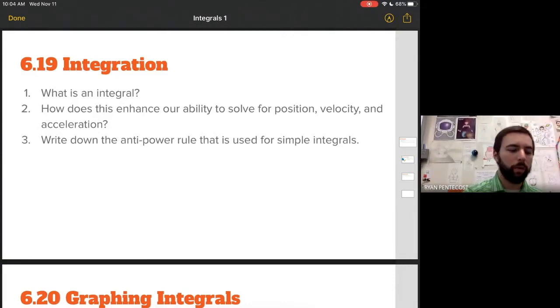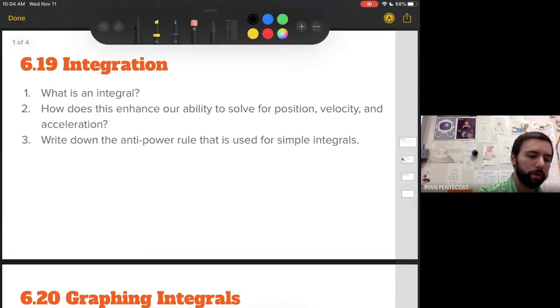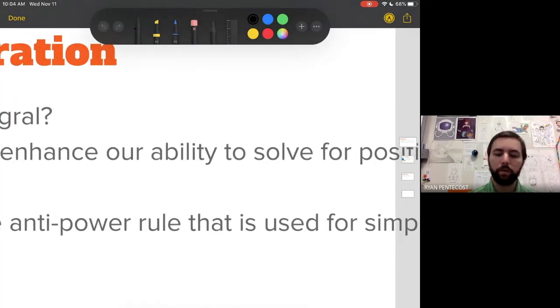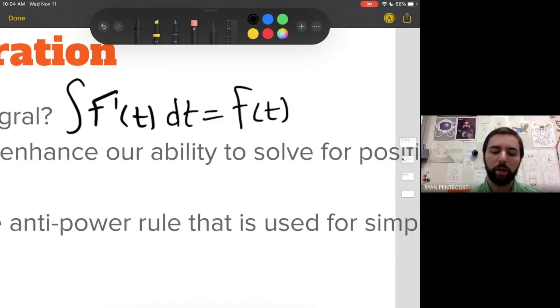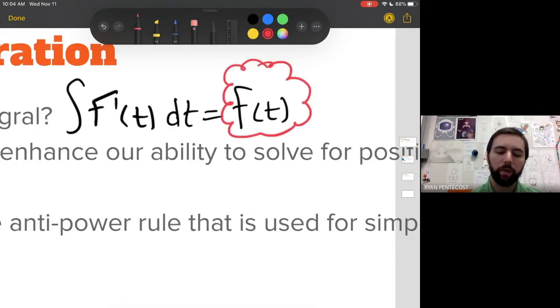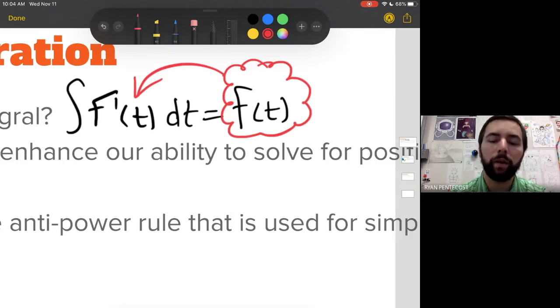Let me show you that real quick. So normal calculus notation for this is if you have f prime of t, right, and you take the integral of f prime of t dt, then you would get your original function. And this original function, if you took the derivative of it, you would then get f prime of t, right? So that's kind of our quick down and dirty. That's what we're going to call an integral in this class.